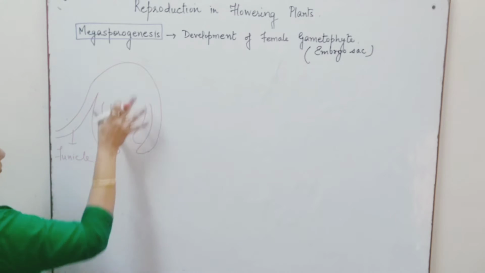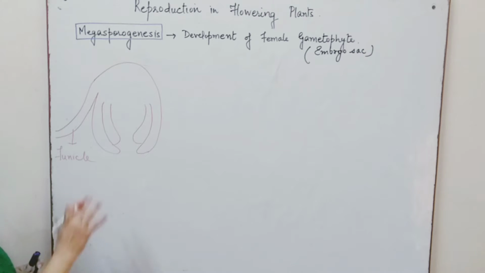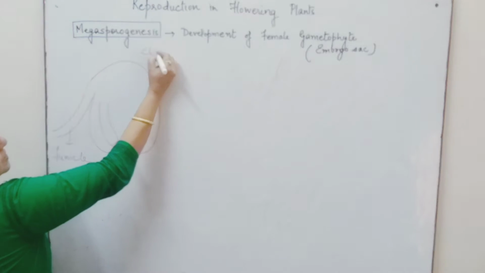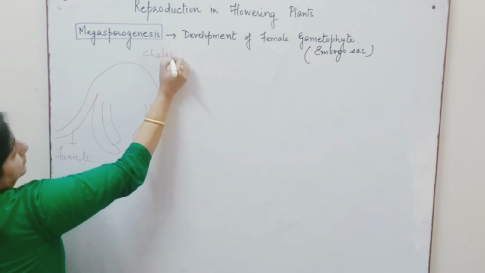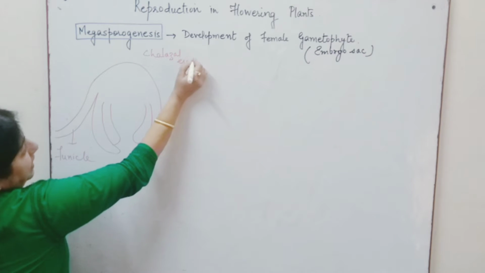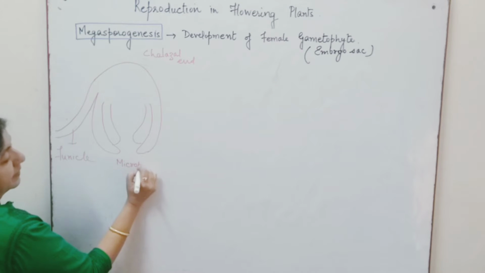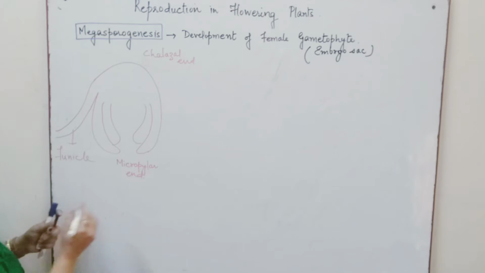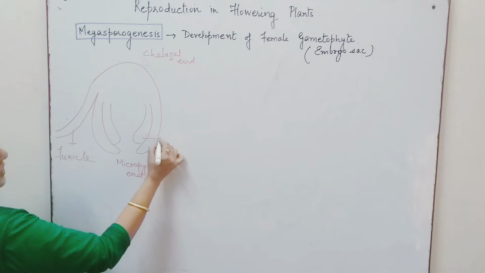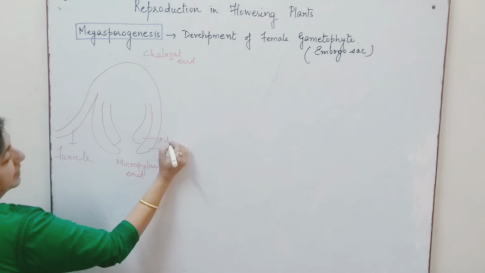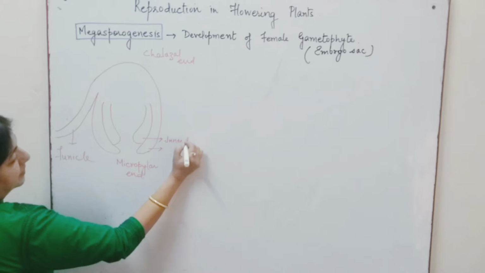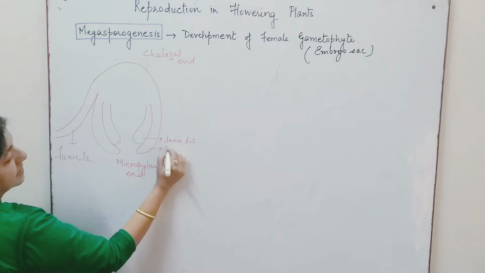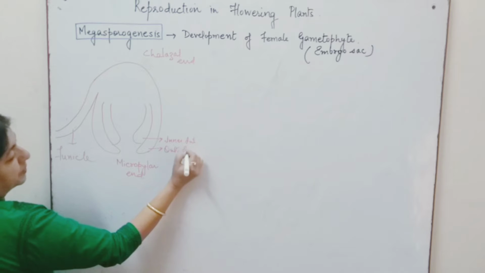Then this ovule has two ends. One is known as the chalazal end and the other is known as the micropylar end. These are the two integuments: this is the inner integument and this is the outer integument.